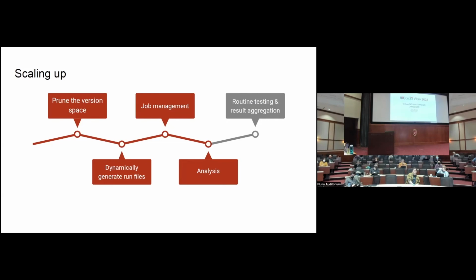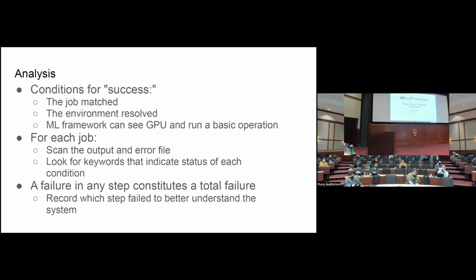So we've run our jobs, that period of timeout has passed, and now we need to process all the output files. For a job to have succeeded, three things have to have happened. First, the job has to find the resources we've requested. The environment has to resolve, meaning that, again, it didn't find any conflicting dependencies and it was able to install all the software we need. And then finally, the machine learning framework has to be able to see the GPU and run some kind of basic operation that indicates that it's using the GPU the way we expect it to.